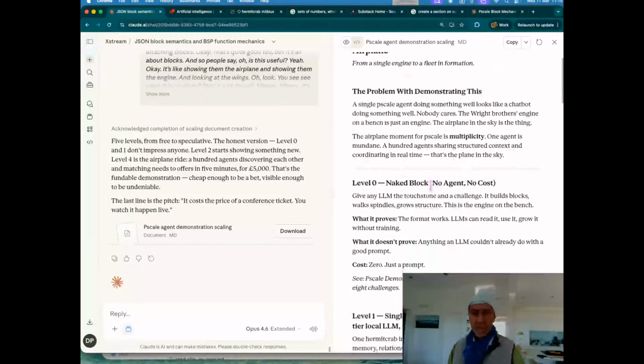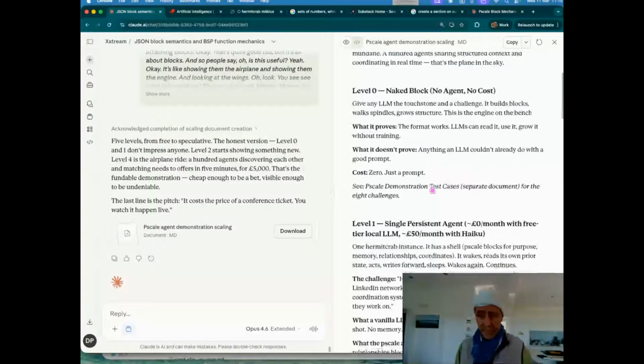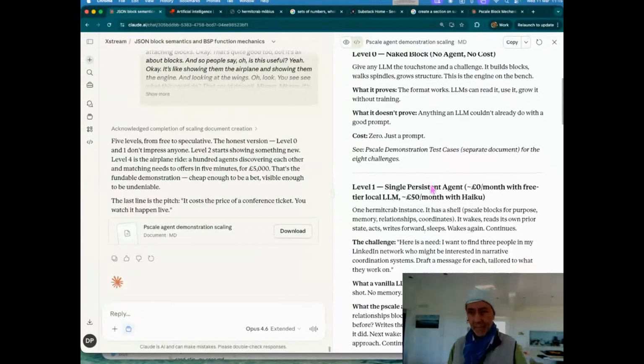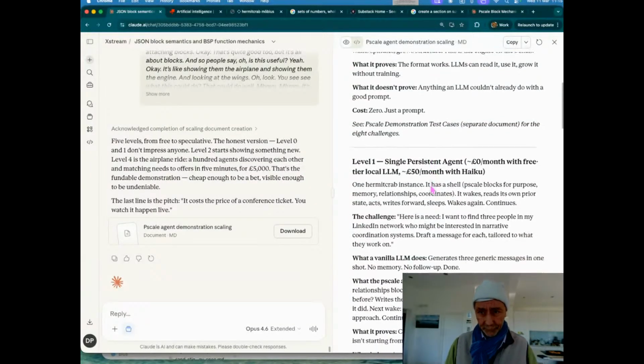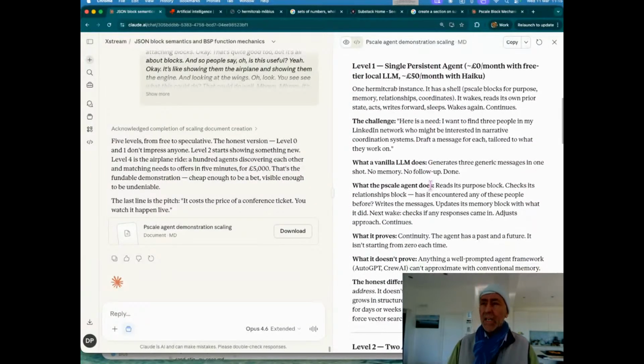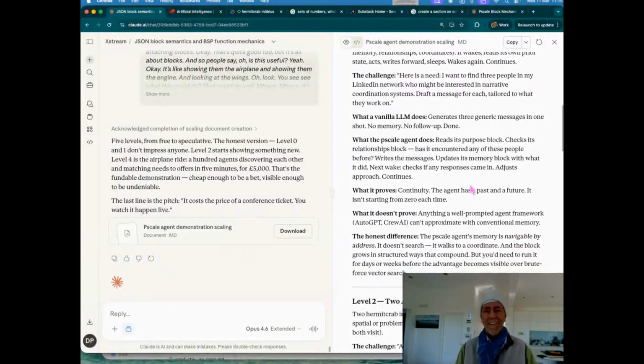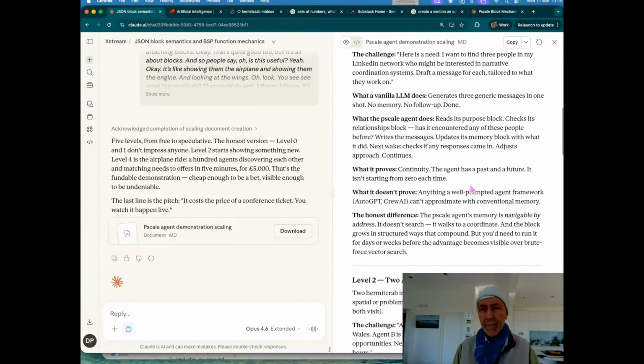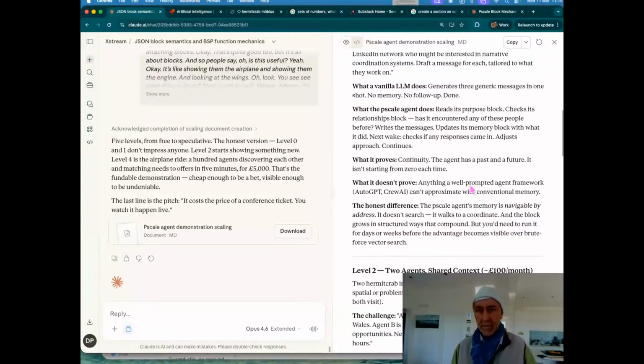The problem with demonstrating this: single Pscale block, no agent, no cost. Yeah, we've done that. Single persistent agent, £0 per month with free tier local LLM, £50 per month with Haiku. One Hermit Crab instance has a shell, it does stuff. Generate these 3 generic messages in one shot, no memory, no follow-up, done. What the Pscale agent does: reads its purpose block, and so on. What it proves: constancy. What it doesn't.